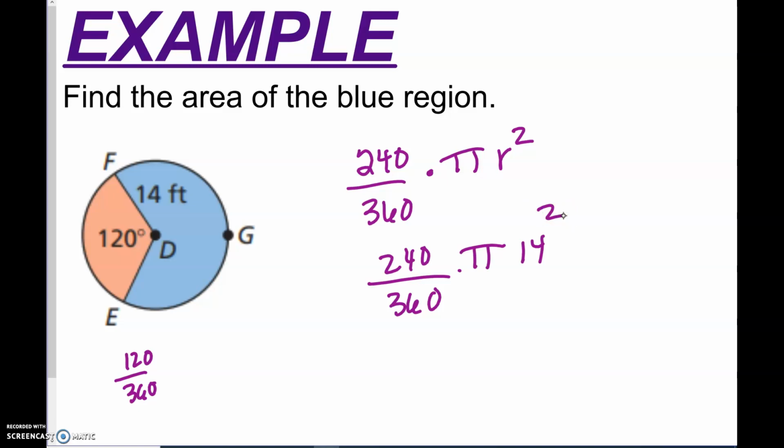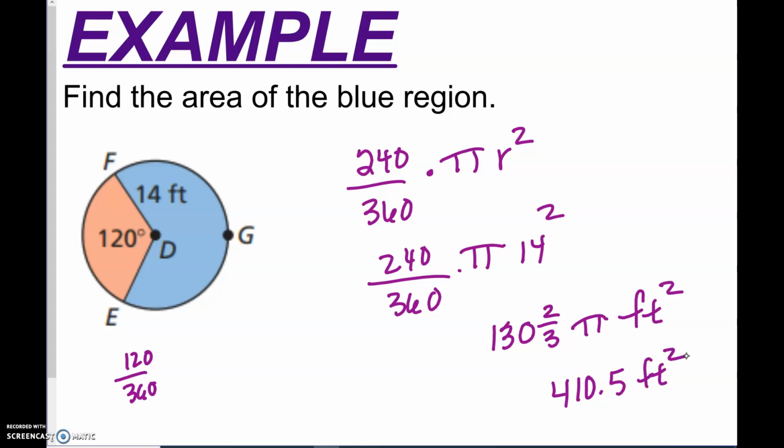And when we multiply all of this out, I think the exact answer, leaving it in terms of pi, is 130 2/3 pi feet squared. And then if they want us to round this, I can't remember, I rounded it to the 10th. So I got 410.5 feet squared.